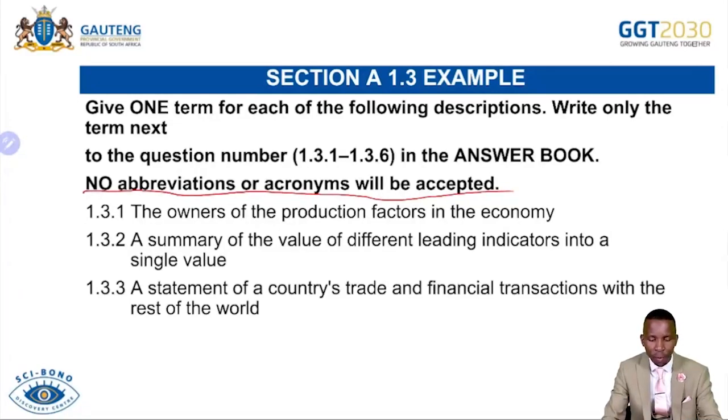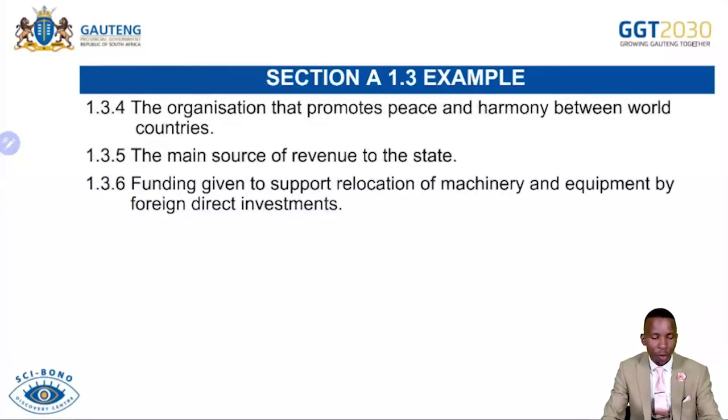The owners of factors of production in the economy, a summary of the values of different leading indicators into a single value, a statement of the country's trade and the financial transaction with the rest of the world. And then we continue. The organization that promotes peace and harmony between world countries, the main source of revenues for the state, and then funding given to support the relocation of machinery and equipment by foreign direct investments.